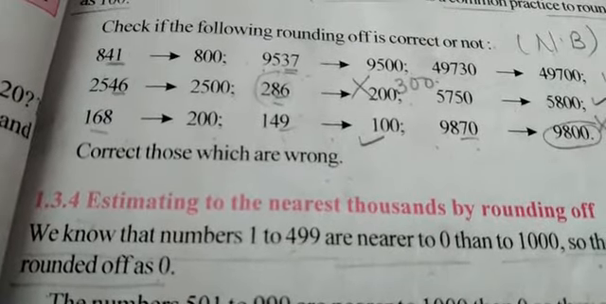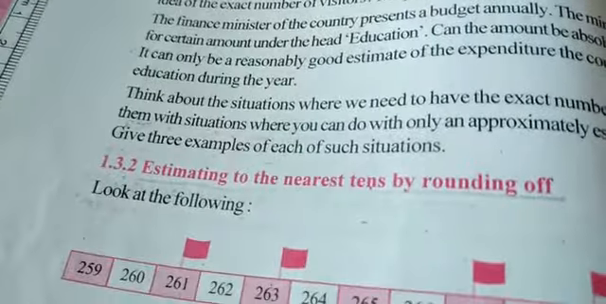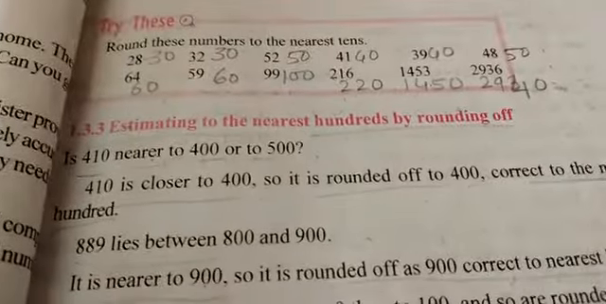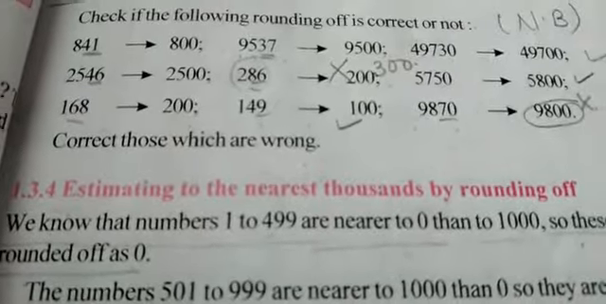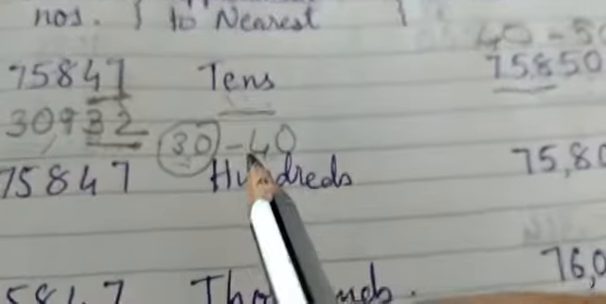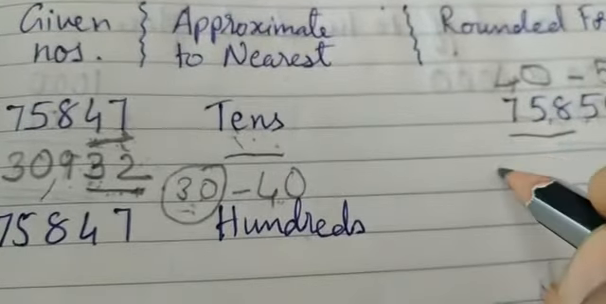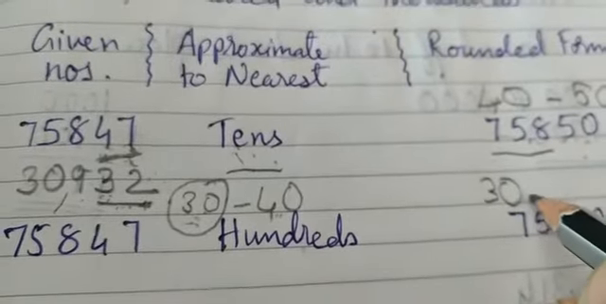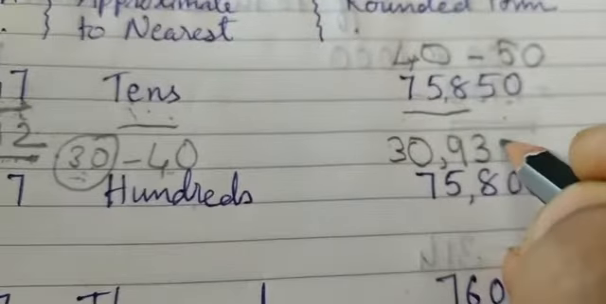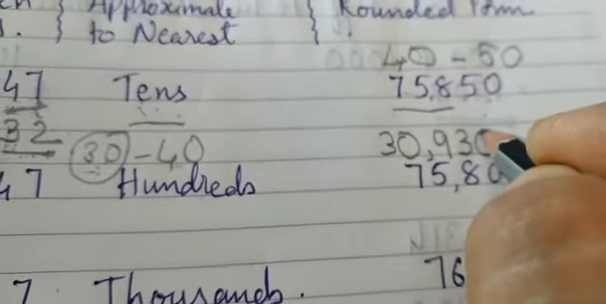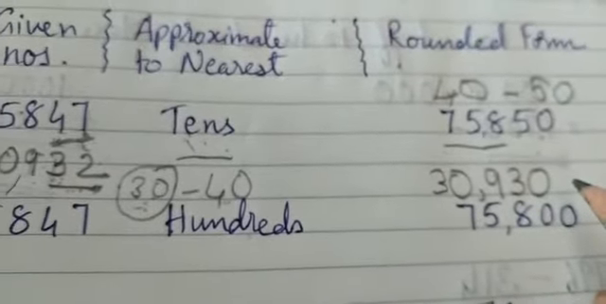Okay, so how do we round off to the nearest tens, hundreds, thousands and 10,000? So what will be the answer? Your answer will be 30,000, then 900, 3 will remain as it is, and in place of 2 you will put 0. 30,930. Is that clear to you?